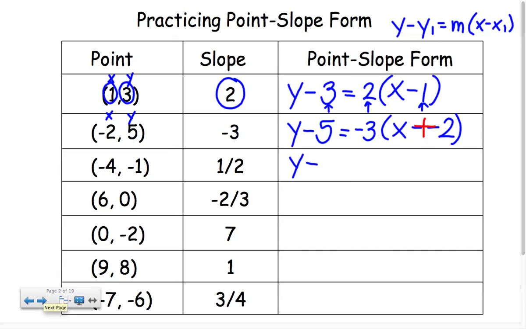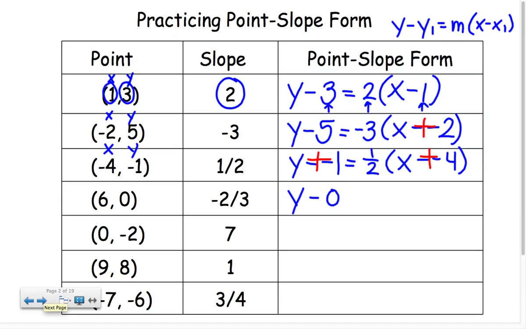Y minus, if it helps you label these, y minus a negative 1 equals my slope, which is 1/2, times x minus, my x coordinate is a negative 4. I always change my minus and negatives to a superplus before moving on to any other steps in a problem. As soon as you see one of those, change it to a plus.